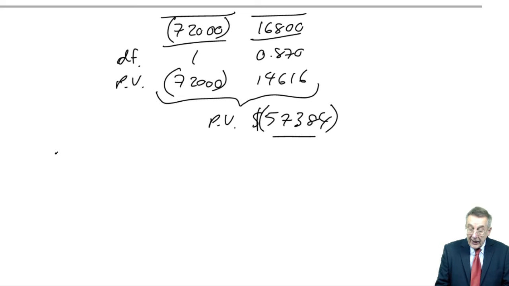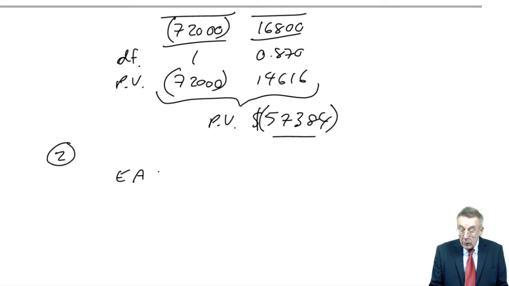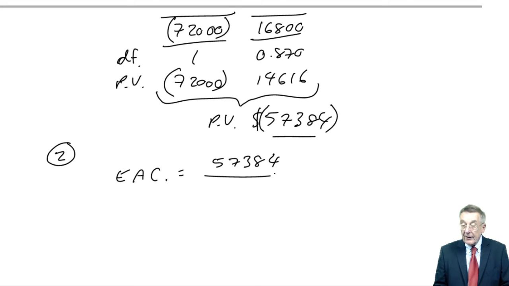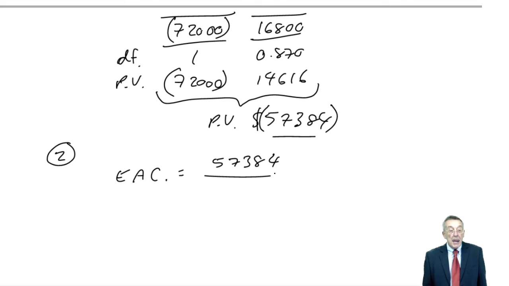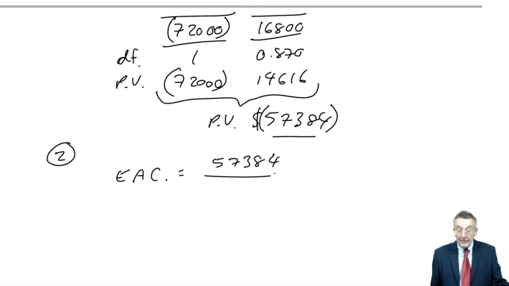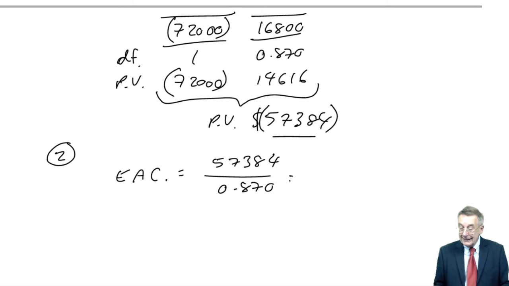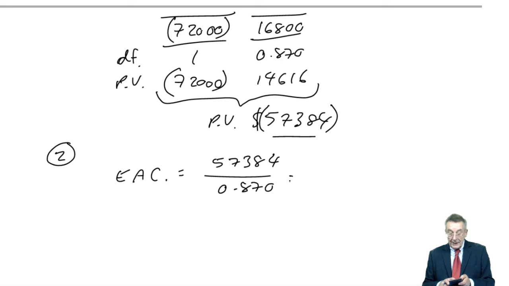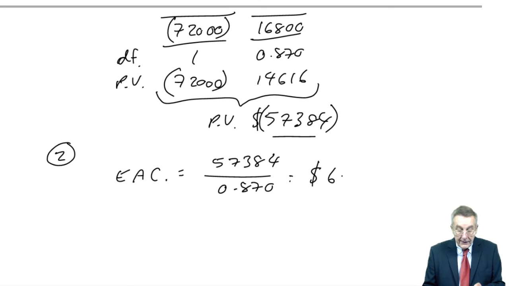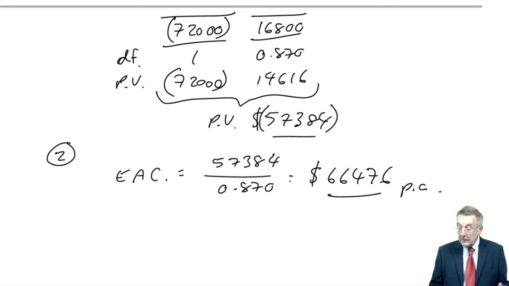That's step 1. For the last time, step 2, equivalent annual cost. 57,384, the present value of the first machine. Divide by the annuity factor, it's 1-year replacement, so the 1-year annuity factor at 15%, 0.870. And what do I get? 66,476 per annum forever.